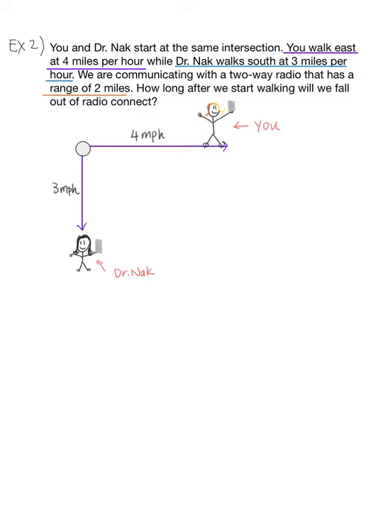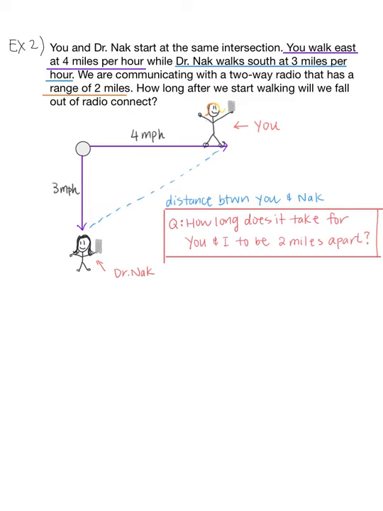But anyways, so now let's just recall what the question was asking. How long is it going to take for us to be 2 miles apart? So the blue dots here represent the distance between you and me. And again, the question is, how long does it take for us to be 2 miles apart? Now, since the question's asking us how long, it depends on time, correct? That's what we're looking for. So let's just assume that at the intersection, our time is 0. So now I think we can digest the problem better.